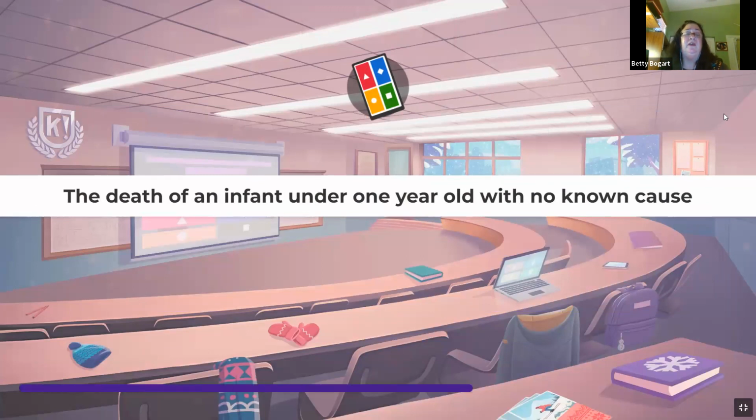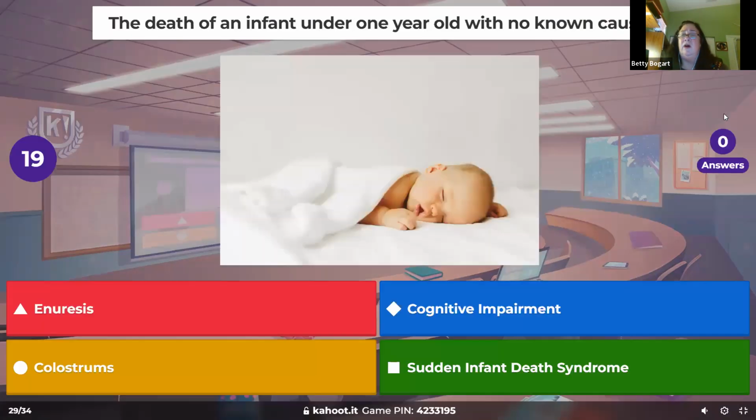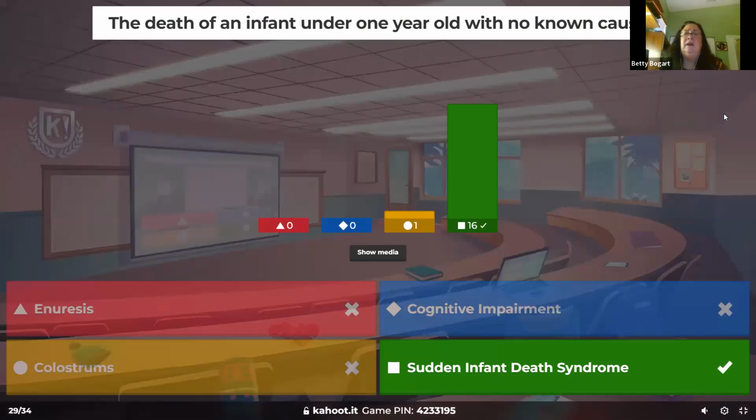The death of an infant under 1 year old with no known cause is known as what? And that's one of the reasons why they have made the program on back to sleep. Infants should be put to sleep on their back. At one time they even said they could be on their side, but they felt they were inhaling their own CO2 back and that could cause problems or they could roll over into it. But now it's completely on their back and it has decreased the amounts of SIDS death quite a bit.